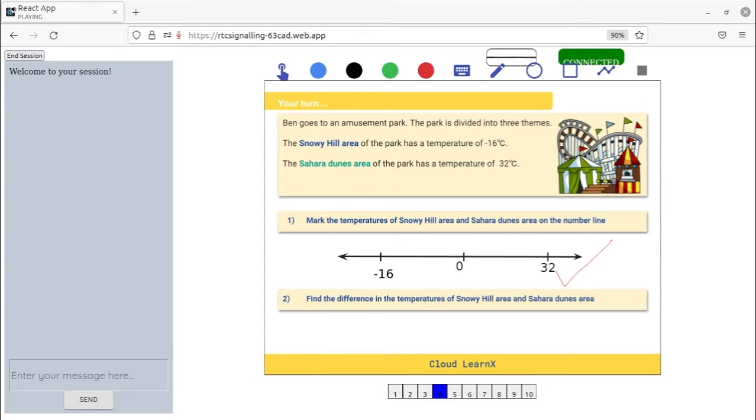Yes, sir. Okay, and do you see the number line and the things that you wrote? Negative 16 and 32? Yes, sir. Okay, brilliant. So you can continue from here. We were trying the second question, so could you give it a go?